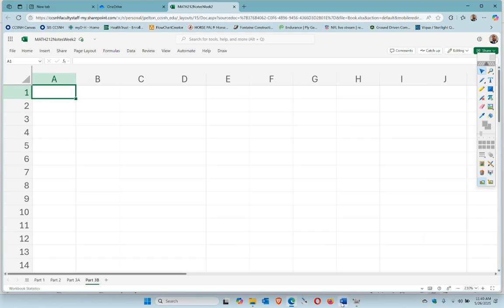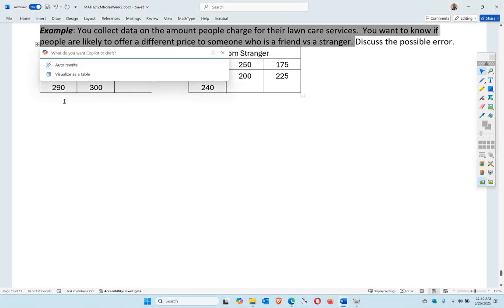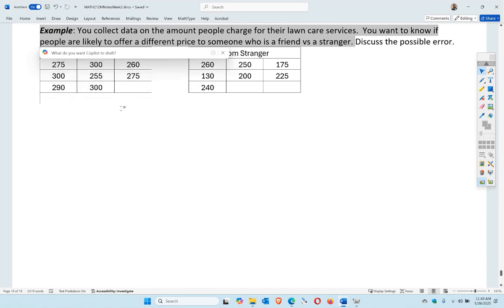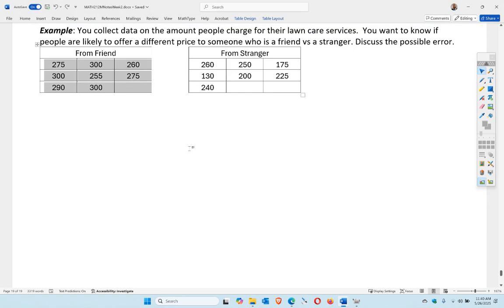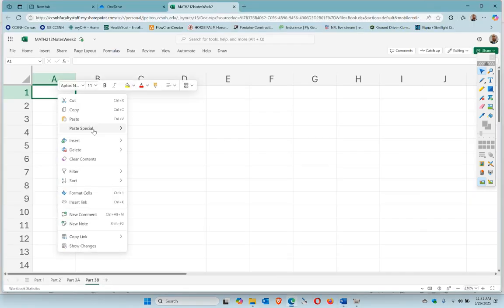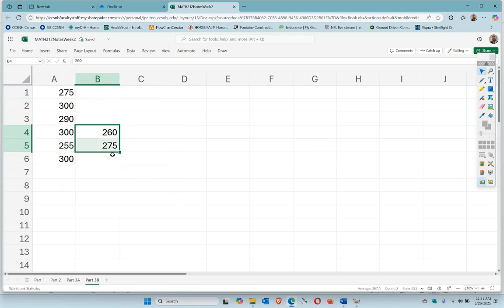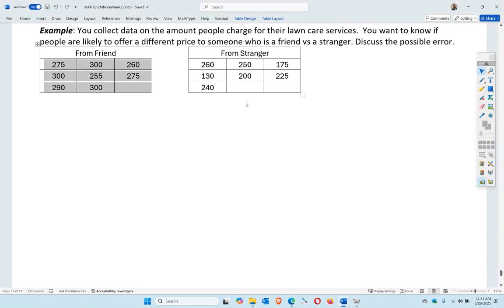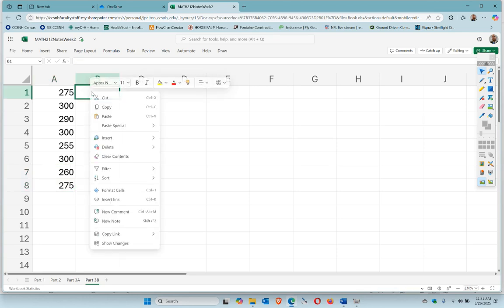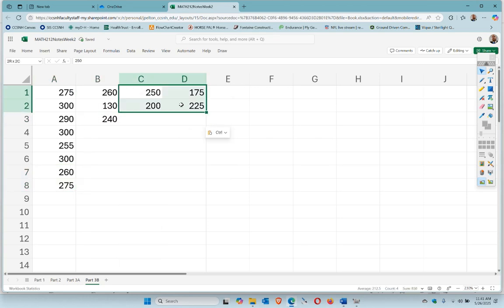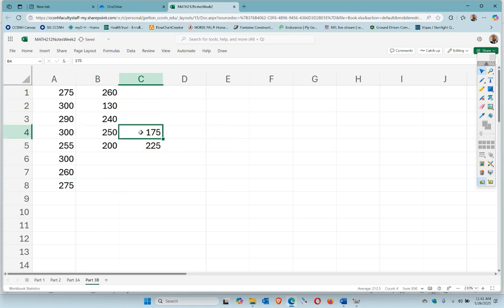All right, so let's copy that data over. So I'm going to take the data for friend. Why is it, I don't want Copilot. No, thank you. Copy. There's my friend data. Put that all in one column. And stranger in another column. Okay, so we clearly have different n values here, which is fine.